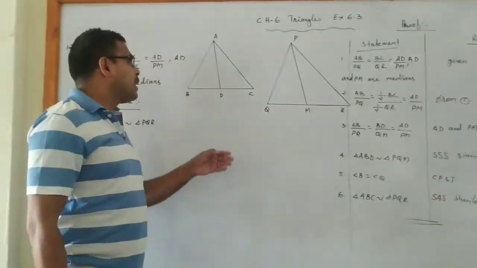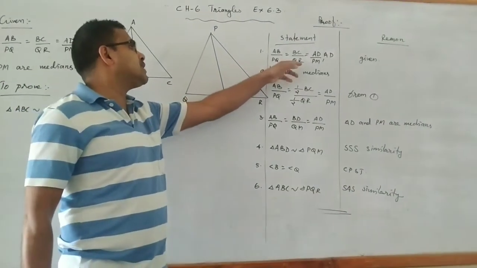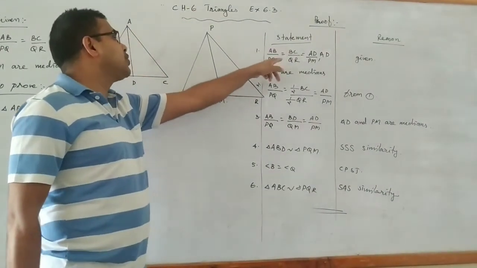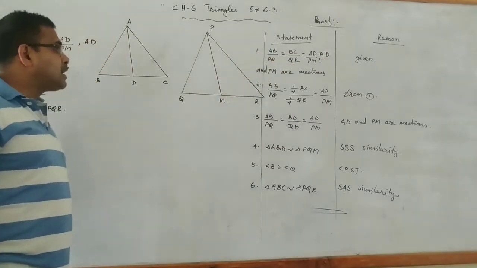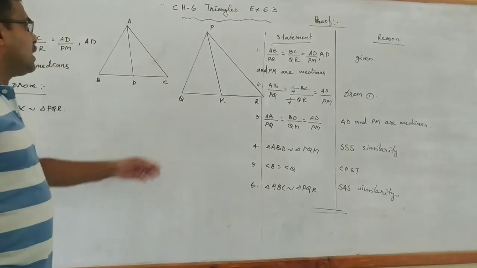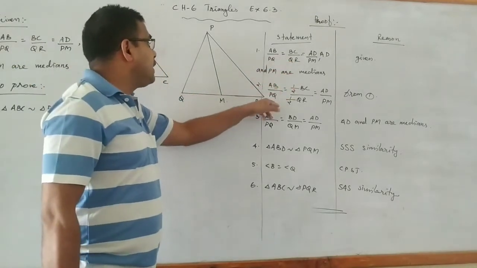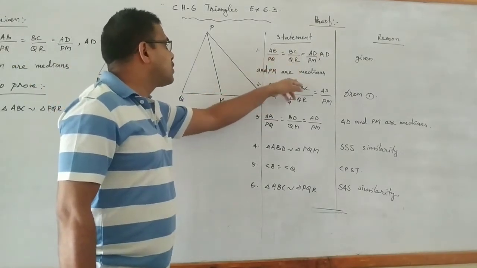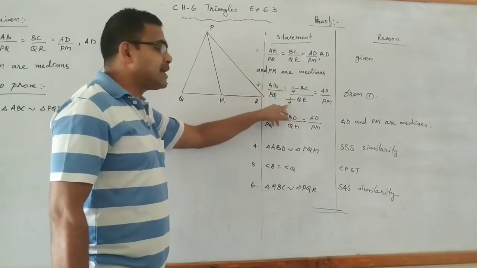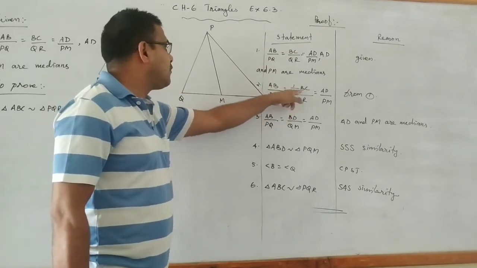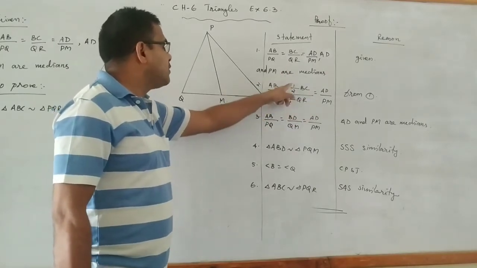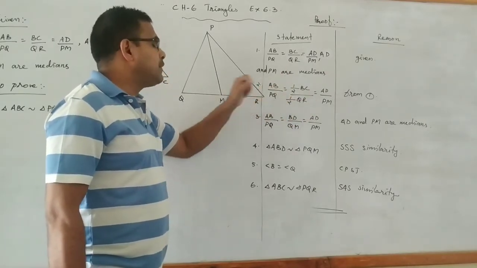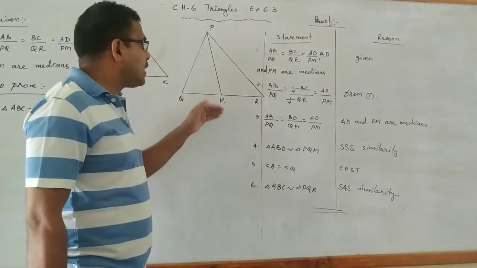See the proof. First of all, we write the first statement as the given thing. That is AB by PQ equals BC by QR equals AD by PM. AD and PM are medians. That is given. Now see the same statement. AB by PQ equals, instead of BC by QR, we multiply by half and half. Then the value will not change. That is half BC by half QR equals AD by PM. See, both the numerator and denominator we multiply with half. Then only we can come to the answer.